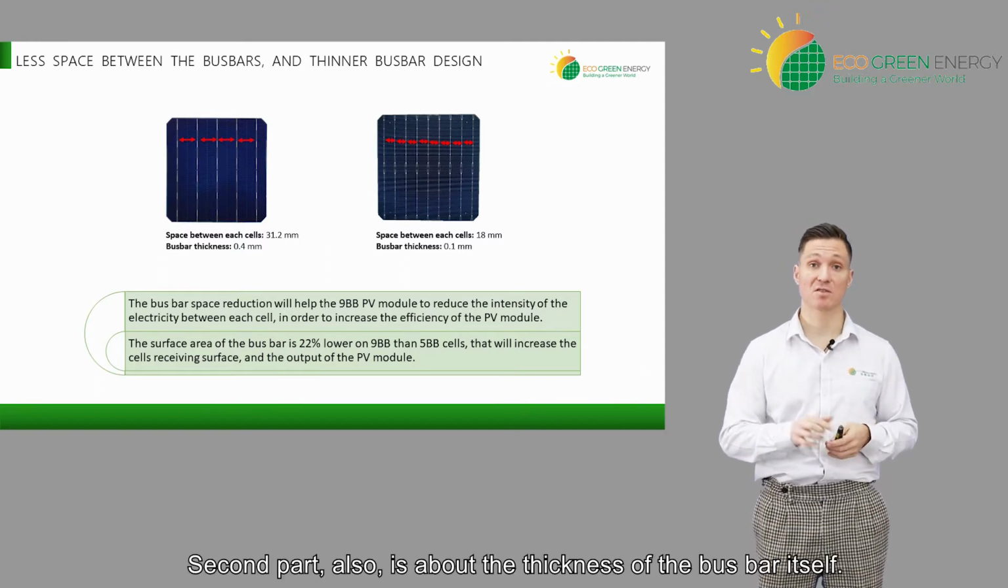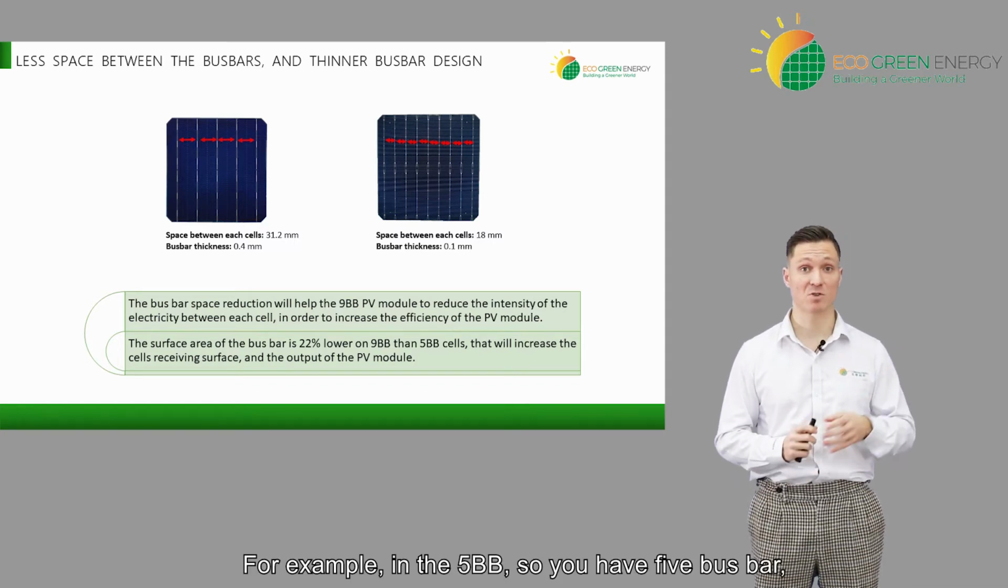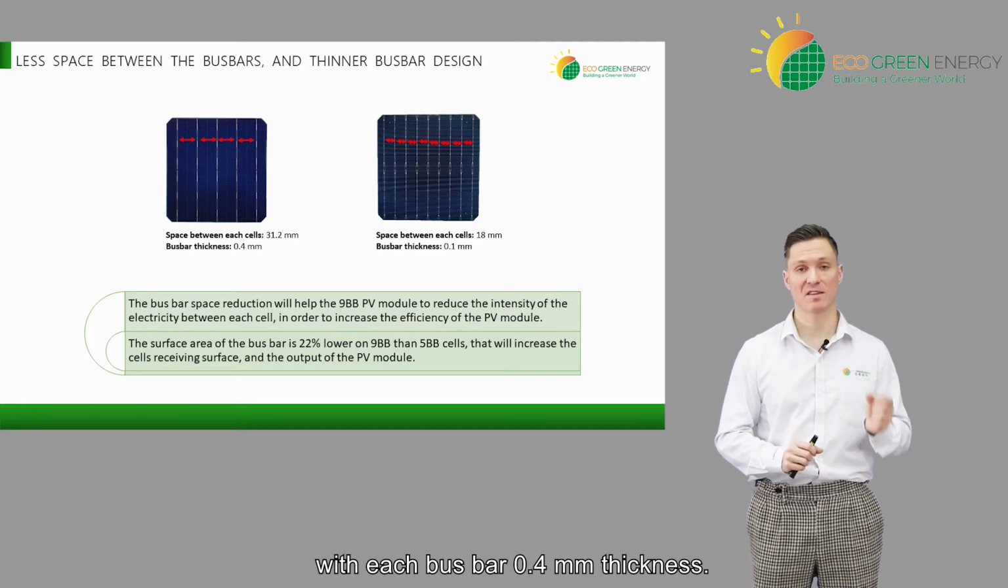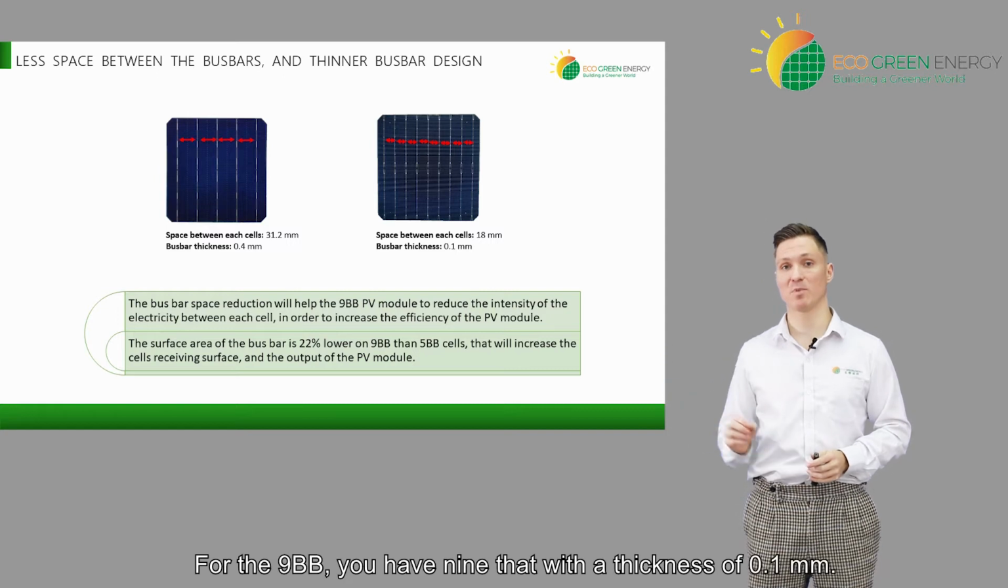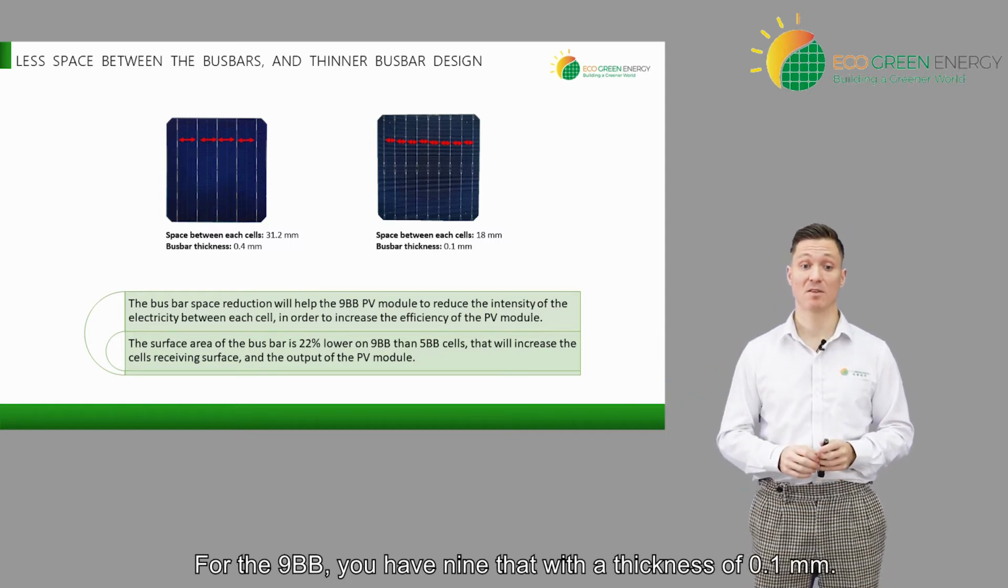The second part is about the thickness of the busbar itself. For example, in the 5 busbar cell, you have 5 busbars with each busbar 0.4 mm thick, and for the 9 busbar cell you have 9 busbars with a thickness of 0.1 mm.